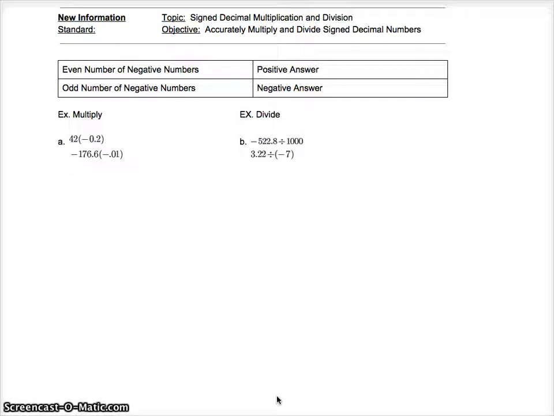Hello, welcome to the video for sign decimal multiplication and division. So we're going to review multiplying and dividing, but then we're going to apply our sign rules to it.